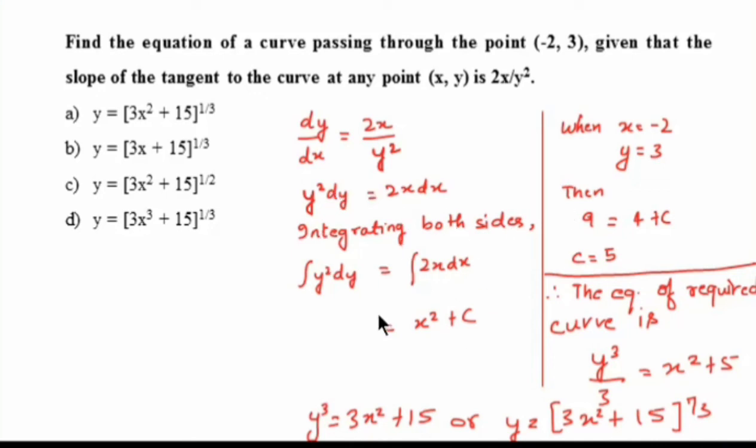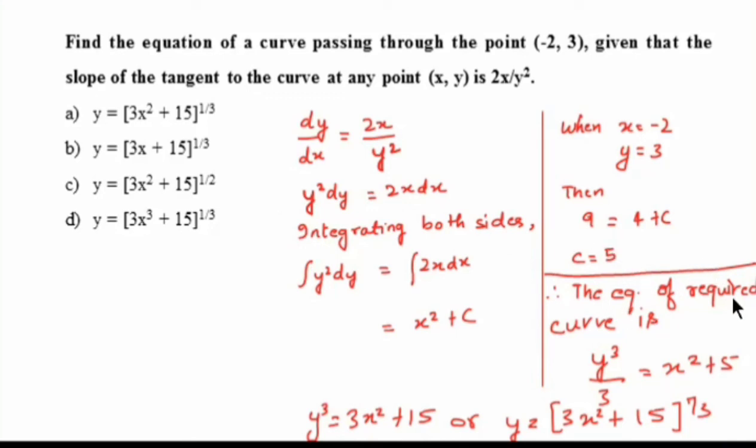Then we're integrating both sides. We're integrating y squared dy and integrating 2x dx to get x squared plus c. Now here you can see, this will be y cubed upon 3. When x is -2 and y is 3, then we'll have 9 is equal to 4 plus c, and if we solve this, we get the value of the constant as 5.